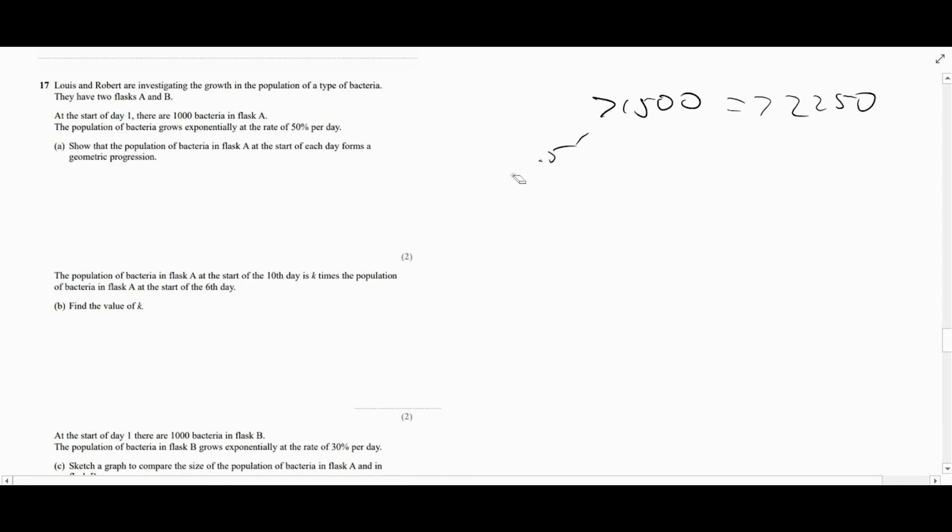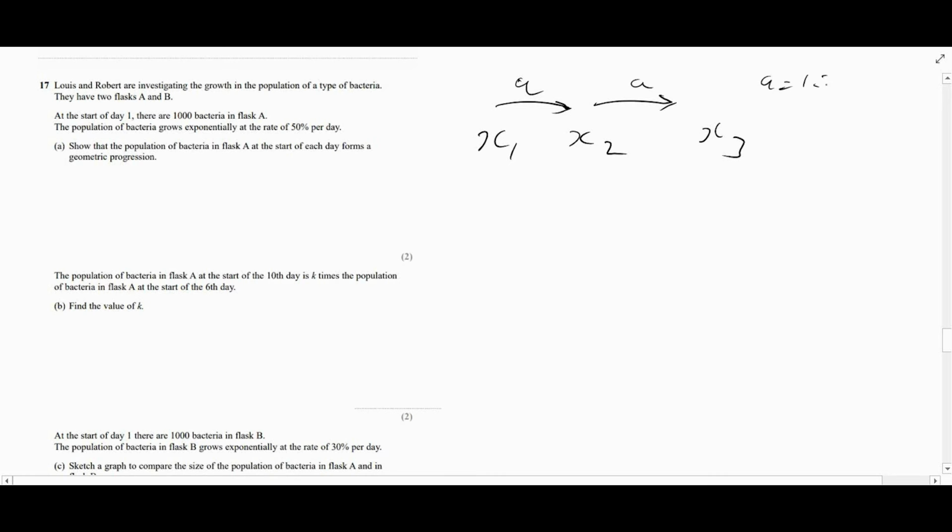So a geometric sequence is one where you have some numbers, x1, x2, x3, and hopping to each number, you multiply by the same value. You multiply by the same value, a for example, each time. In this case, a is equal to 1.5. So that's basically what it is, a geometric progression, since you're multiplying by 1.5 each time. The next one asks you for a specific value.